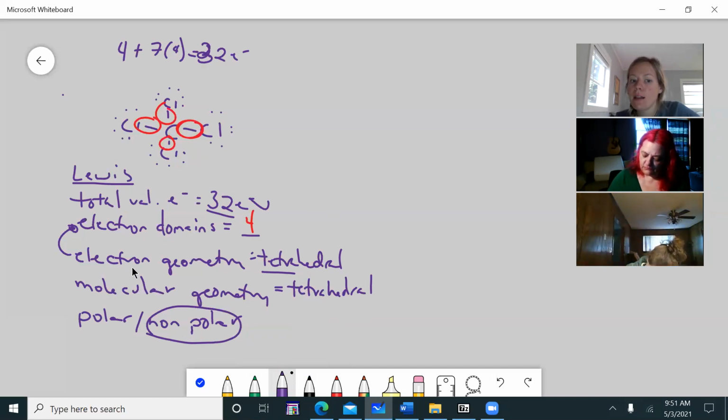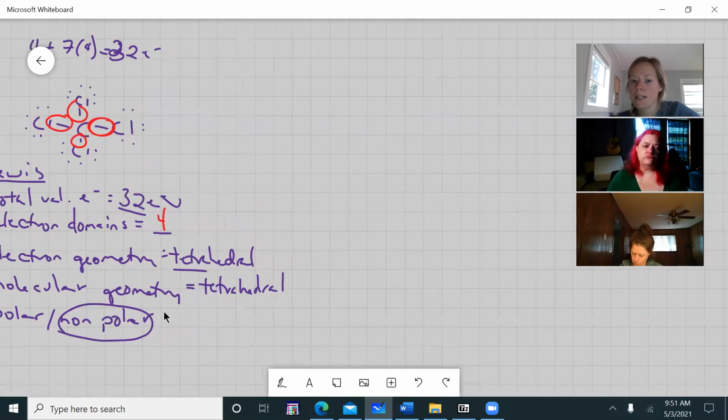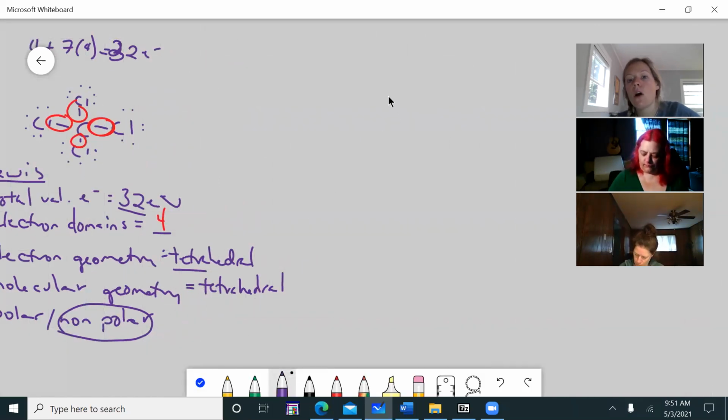Now, if every electron domain has an atom attached to it, those two things are going to parallel each other, right? If I have 4 of these groups and all 4 of those groups have a chlorine attached to it, well, I would expect the molecular shape to look the same as the electron shape. Let's look at one that doesn't do that, okay? And that maybe will help to see what the difference is. So if we go to NH3, ammonia.